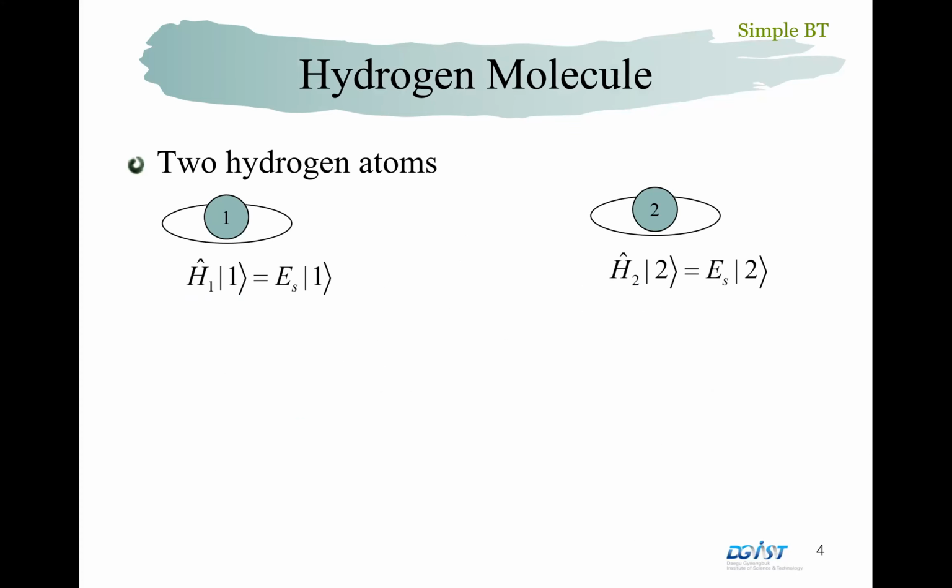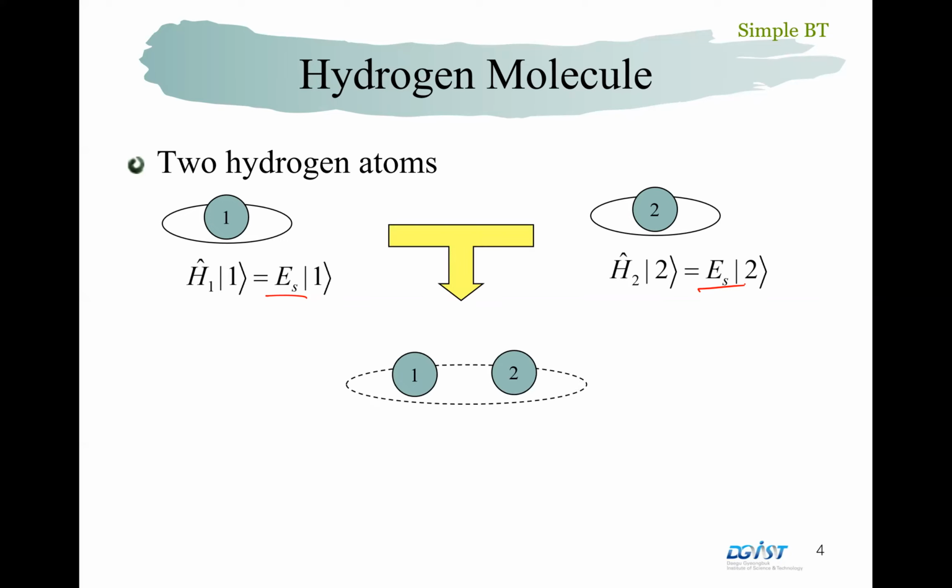And let's start with the hydrogen molecule. If we have two isolated hydrogen atoms, let's say this is 1, this is 2. If they are separated by a long distance, there's no interaction, and their Hamiltonians, let's say H1 and H2, have the energy of each electron. Let's say this is the S state, so Es. And let's take these two atoms close, and they start to interact. And they start to share the electrons. And we need new wave functions.